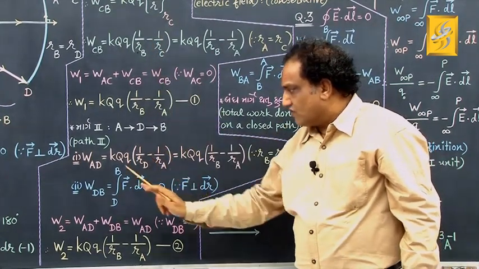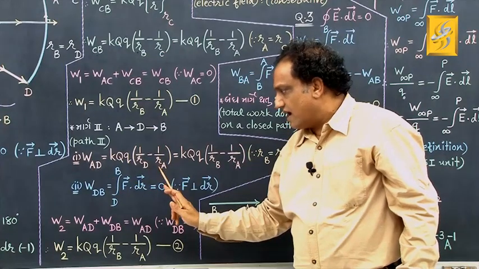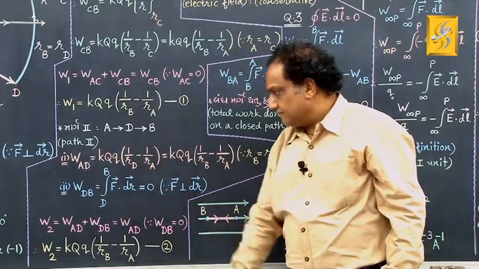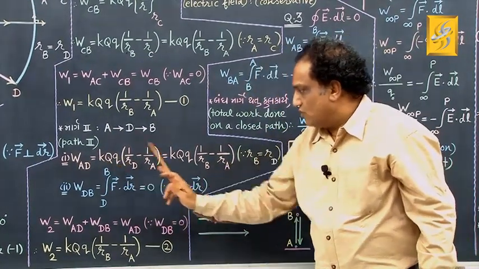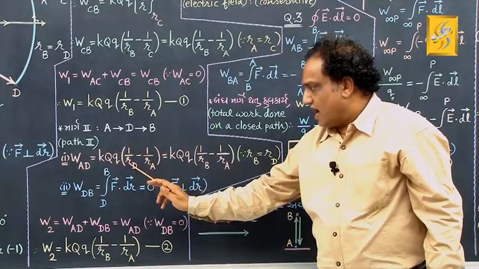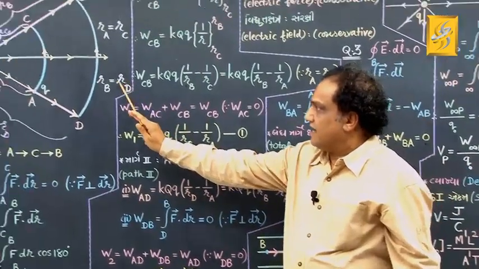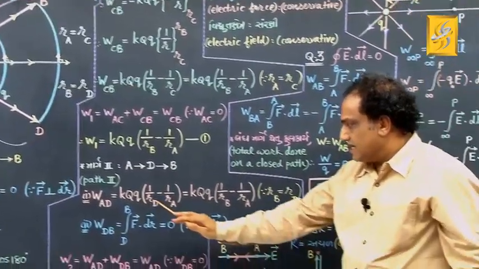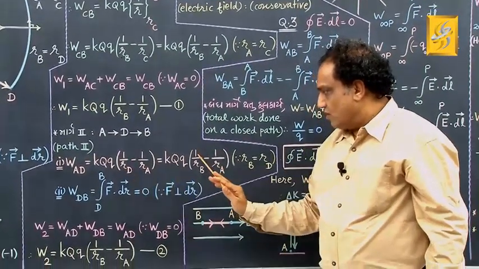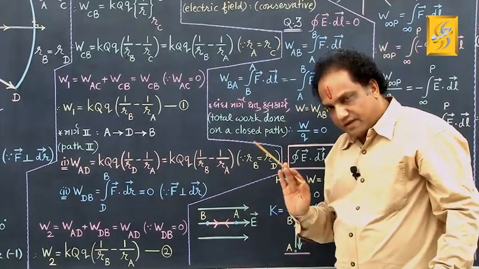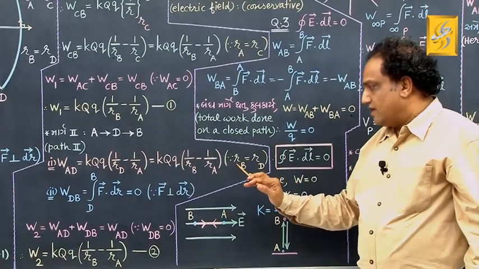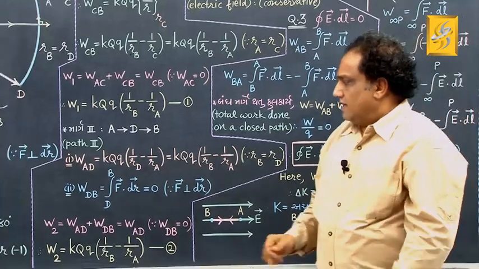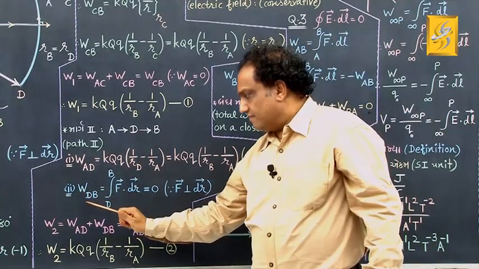Minus 1 upon the distance of the initial point A, so I should write RA, correct? Fine. Now this KQQ as it is, 1 upon RD, instead of RD I can write RB. So 1 upon RB minus 1 upon RA, because RD equals RB, correct? Fine. Now let us find out WDB.